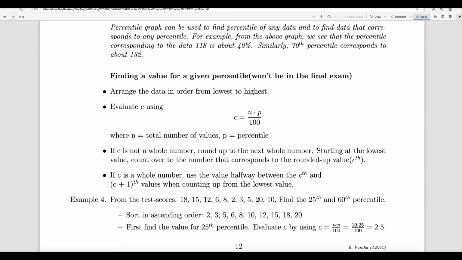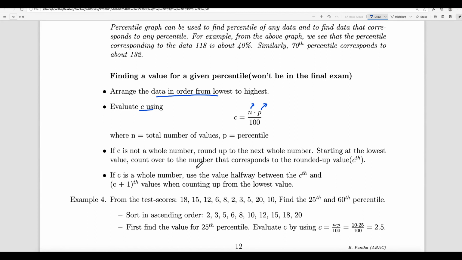Now, how do I mathematically find out a value for a given percentile? If the percentile is given, how do I find out the value? The first thing you do is arrange the data from lowest to highest, meaning arrange the data in increasing order. Next, evaluate C using C equals N times P divided by 100, where N is the number of values and P is the percentile. If C is not a whole number, round up to the next whole number, always round up.